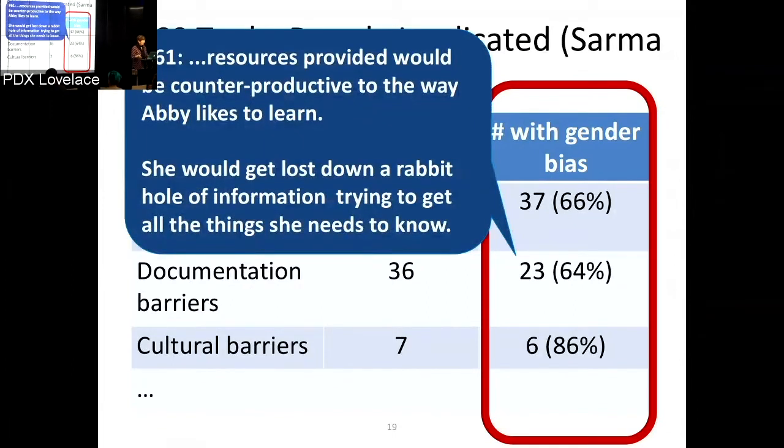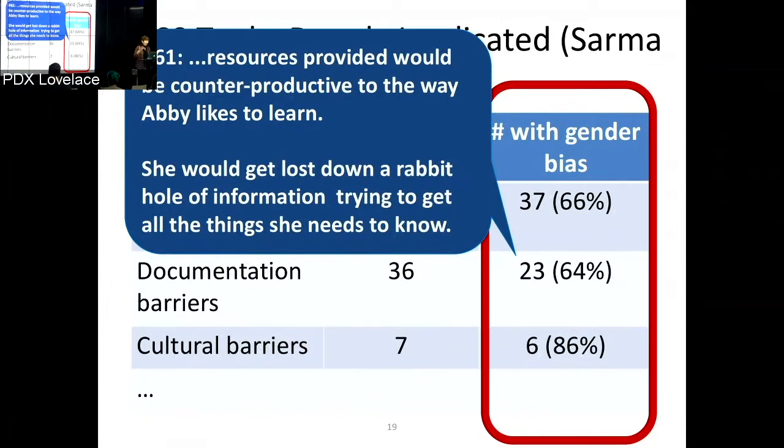And so here is what one of the open source teams who was analyzing this software said. They said the resources provided would be counterproductive to the way Abby likes to learn. They're, again, analyzing their own stuff. She would get lost down a rabbit hole of information trying to get all the things she needs to know. All right, so that helps you understand how these cognitive biases are also gender biases and how they play out in these tools and software themselves.